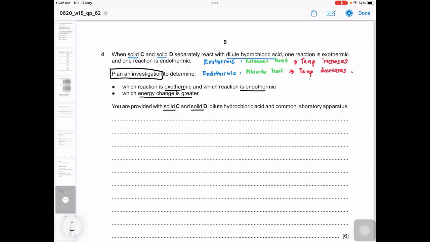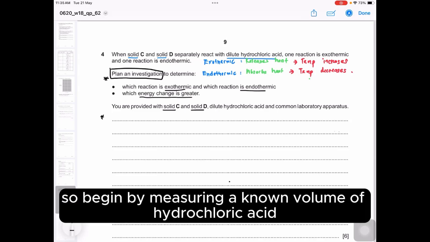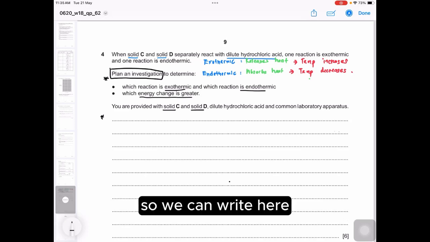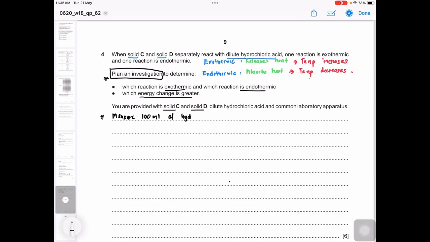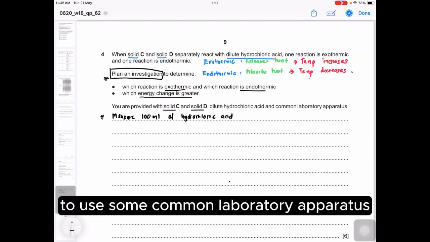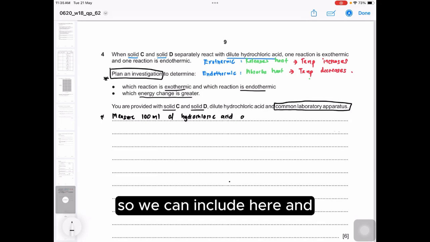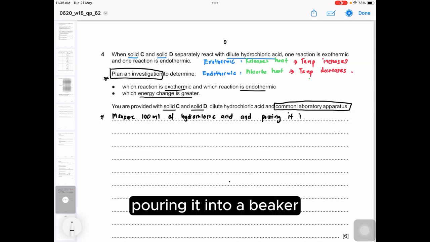So, okay, now when we want to answer a question related to planning an investigation, we need to write the procedure for the reaction to take place. So begin by measuring a known volume of hydrochloric acid. So we can write here, measure 100 ml of hydrochloric acid. Since the question asks us to use common laboratory apparatus, we can include here pouring it into a beaker.